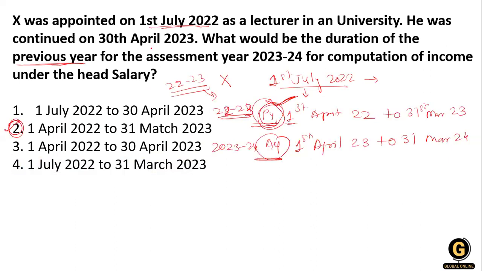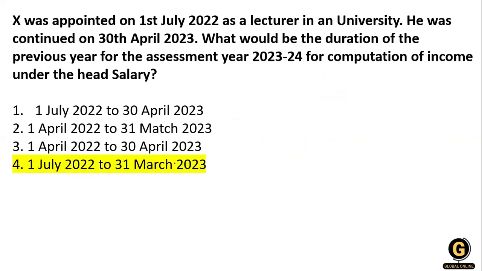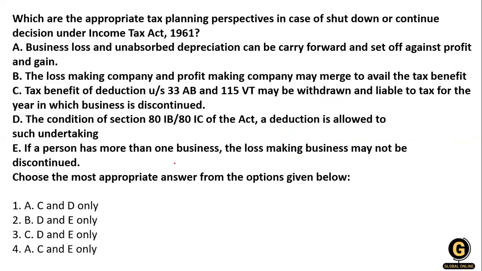Sorry, no, sorry. He joined on the 1st of July, no? Joined 1st of July, so we are counting from the 1st of July. From 1st of July 2022 to 31st of March 2023. Clear? Yes. Now, next question on your screen.